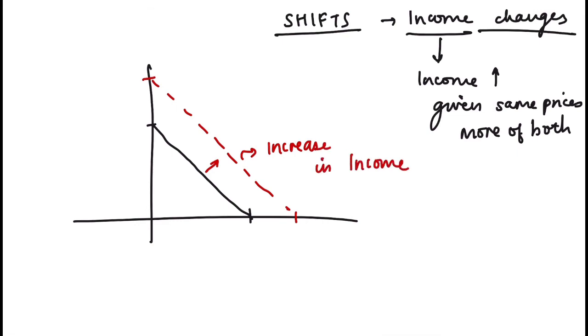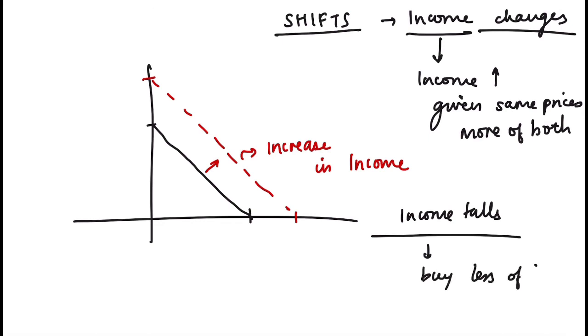And if the income falls, and assuming the same prices, this means that the consumer can buy less of both. And so the intercepts shift inward, and therefore the budget line shifts downwards. This is the decrease in income.